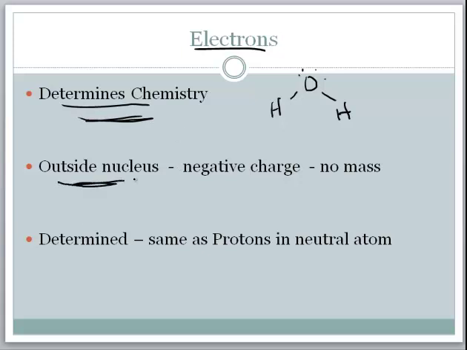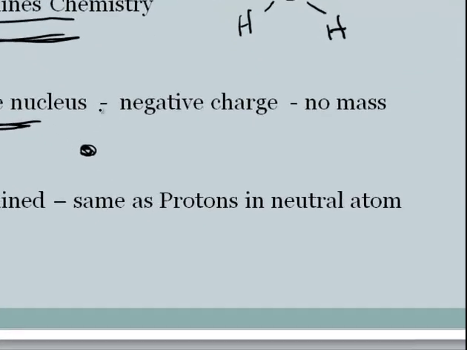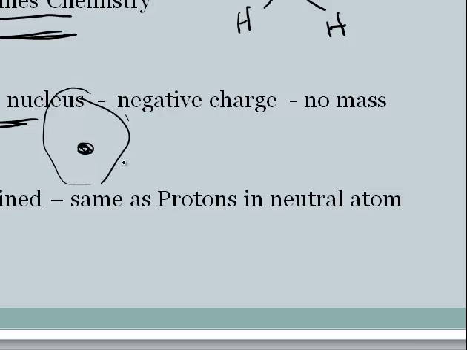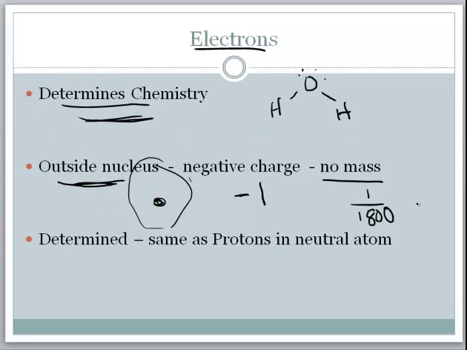Electrons are located outside the nucleus. So if our nucleus is here, our electrons might be circling somewhere out here. And we'll talk about that structure a little bit later also. They have a -1 charge, and they have essentially no mass. The mass is actually 1/1800th the mass of the proton, but for our purposes we consider the electron to have no mass.